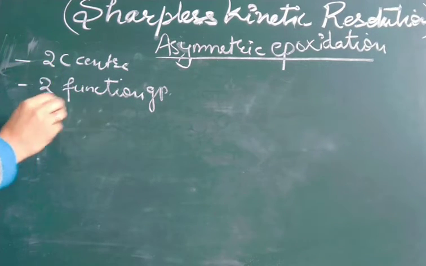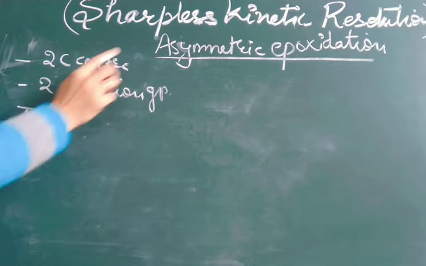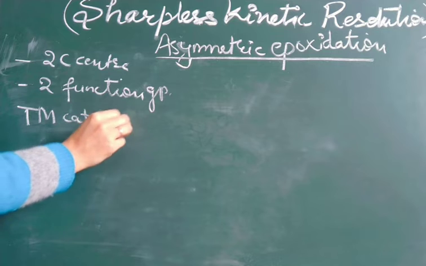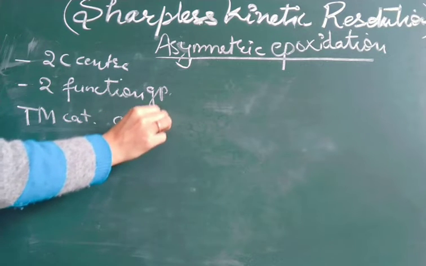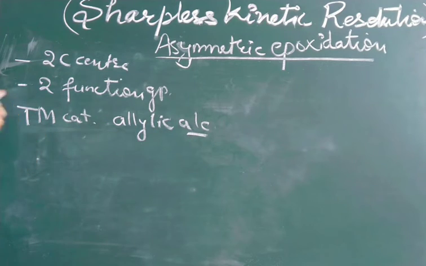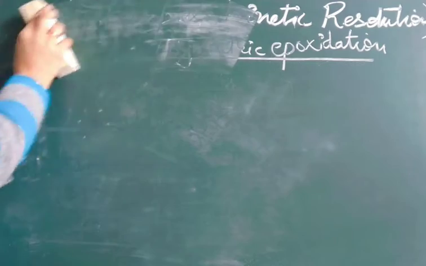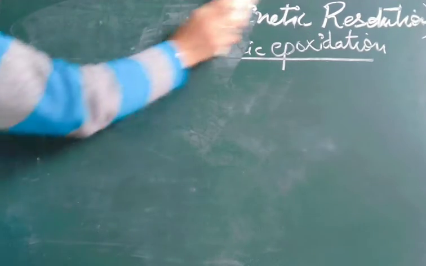See what happens in this reaction, this transition metal catalyzed reaction. This epoxidation only works on the allylic alcohol. It completely works on allylic alcohol. Let's take one example for this. See what happens when we are taking allylic alcohol. I am writing one example here.